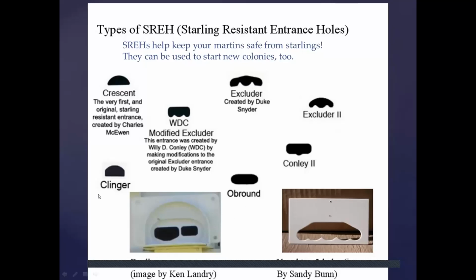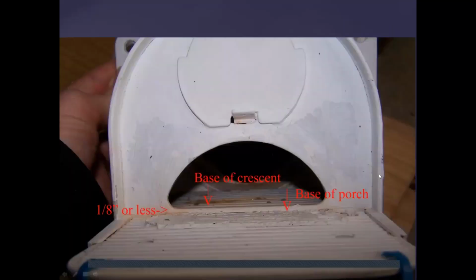S&K has this entrance, I believe. They may be the only one using it now, could be wrong, but I think that they still have this available on some of their housing. And then Crescent and Excluder 2 and Conley 2 are the most common ones now.